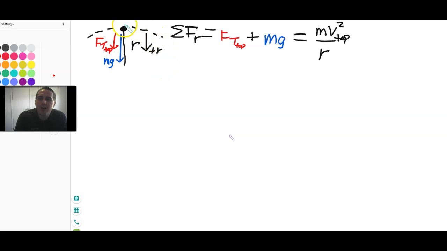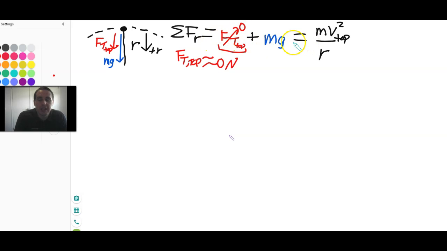Now, if Tarzan barely makes this loop, you can imagine that the chord has just a little bit of tightness as you go up, but it should be just about zero when it gets to the top of the loop. If that's the minimum speed that he can go to barely allow him to make it through this loop. So you could imagine that F T top is approximately 0 newtons. Okay, so let's just put a 0 in here at the top.